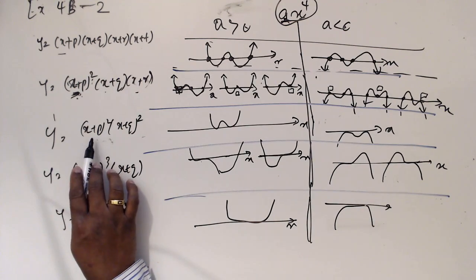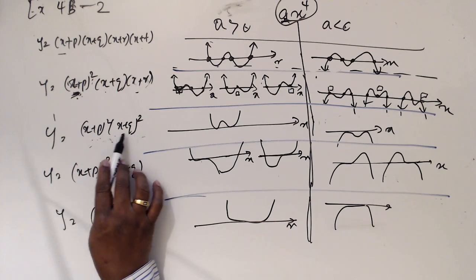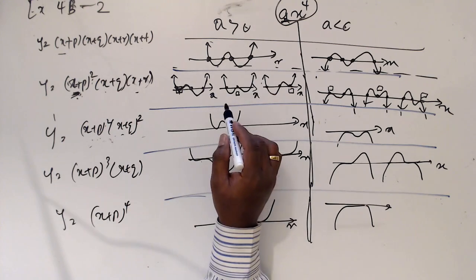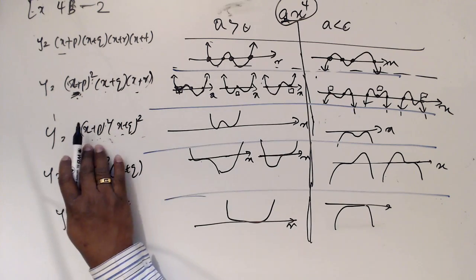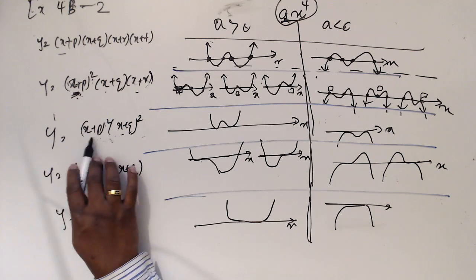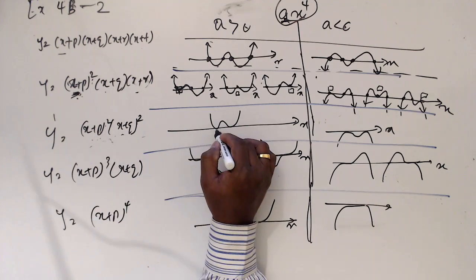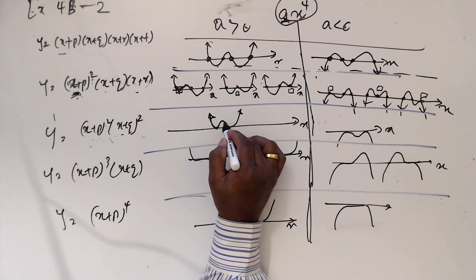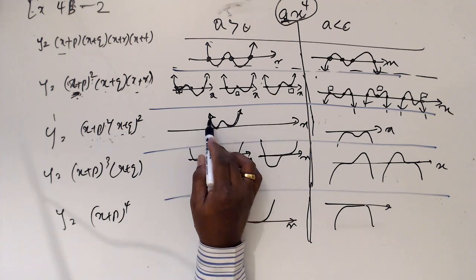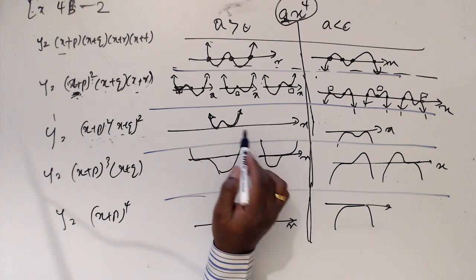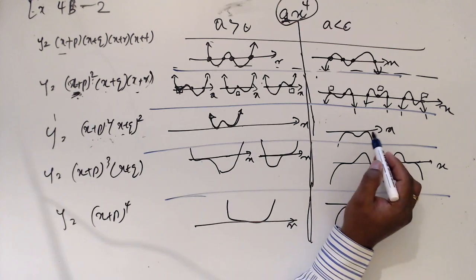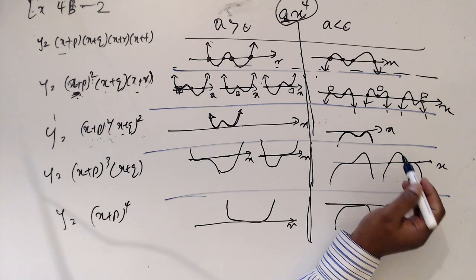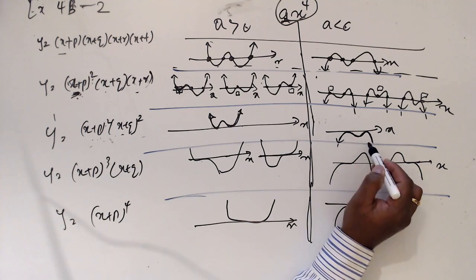Then (x plus p) squared and (x plus q) squared, both are repeated roots. If a is greater than 0, both are repeated roots. So then you can see that the curve touches the x-axis two times upward. And if a is less than 0, the curve touches the x-axis two times downwards.